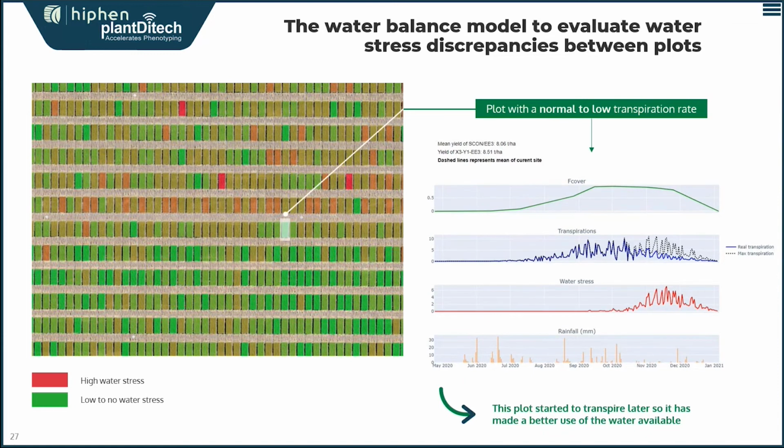On the other side, this microplot, which had much less vigor, so where the F cover started increasing much later in the season, meant that your transpiration rate was lower, so you matched your ETP for much longer, and stress occurred later in the season. So you can really see the difference between those two sites.